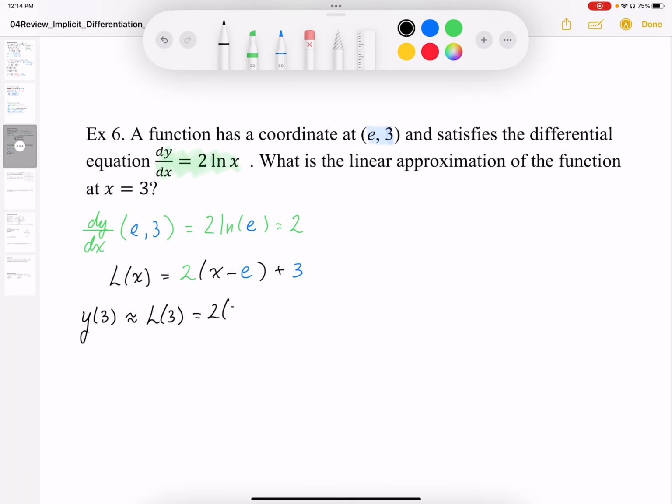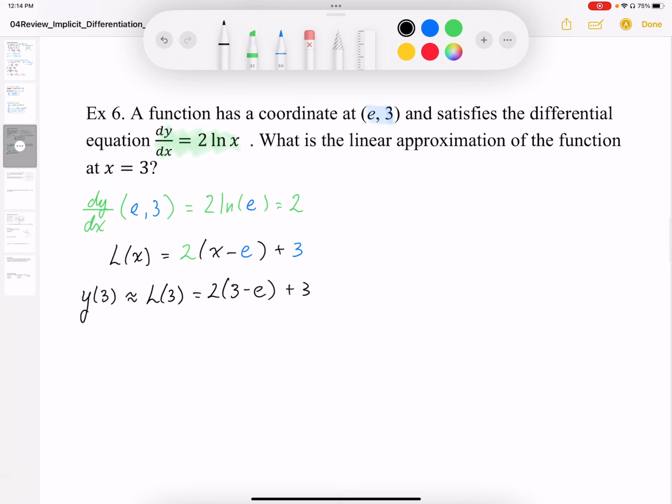So when I do that, I get 2 times (3 minus e) plus 3. So this tangent line gives me a coordinate at 2 times 3 is 6, plus 3 is 9, and then 2 times e is 2e. So at 9 minus 2e, I'm going to have my coordinate. This y value approximates the y value at x equals 3 on the original function.